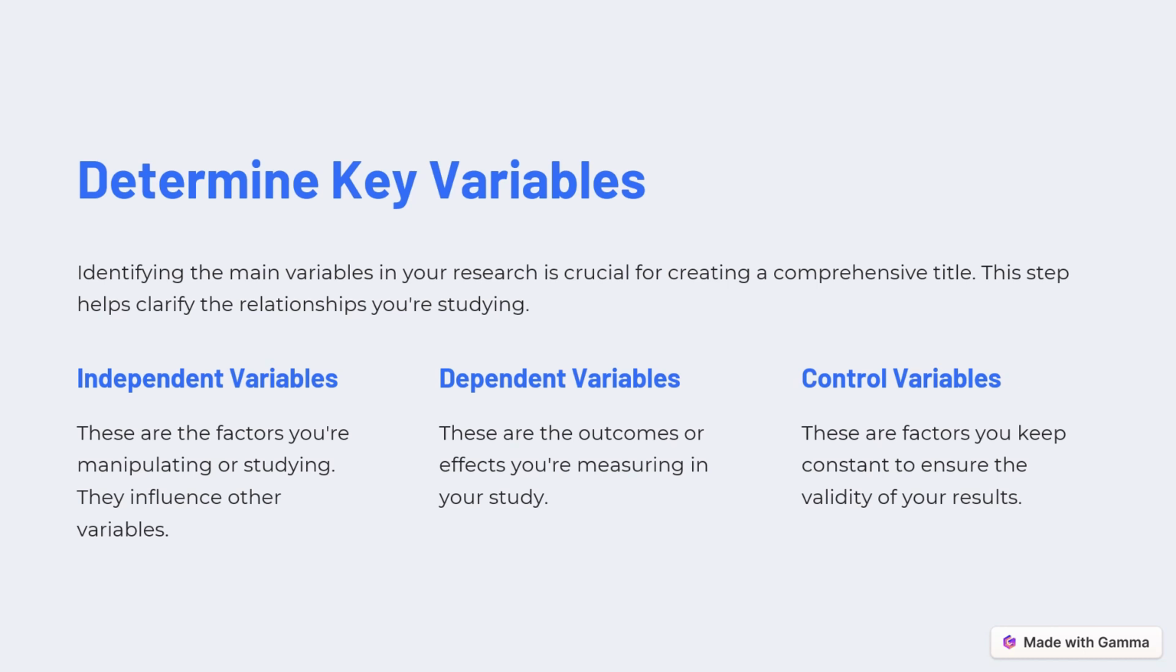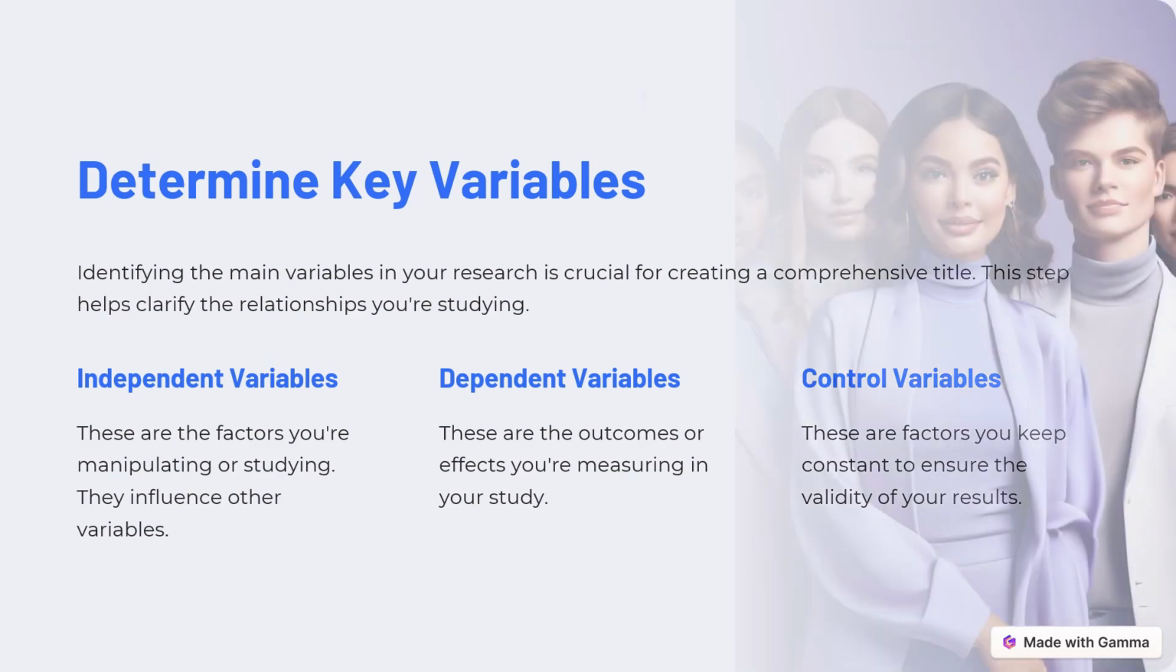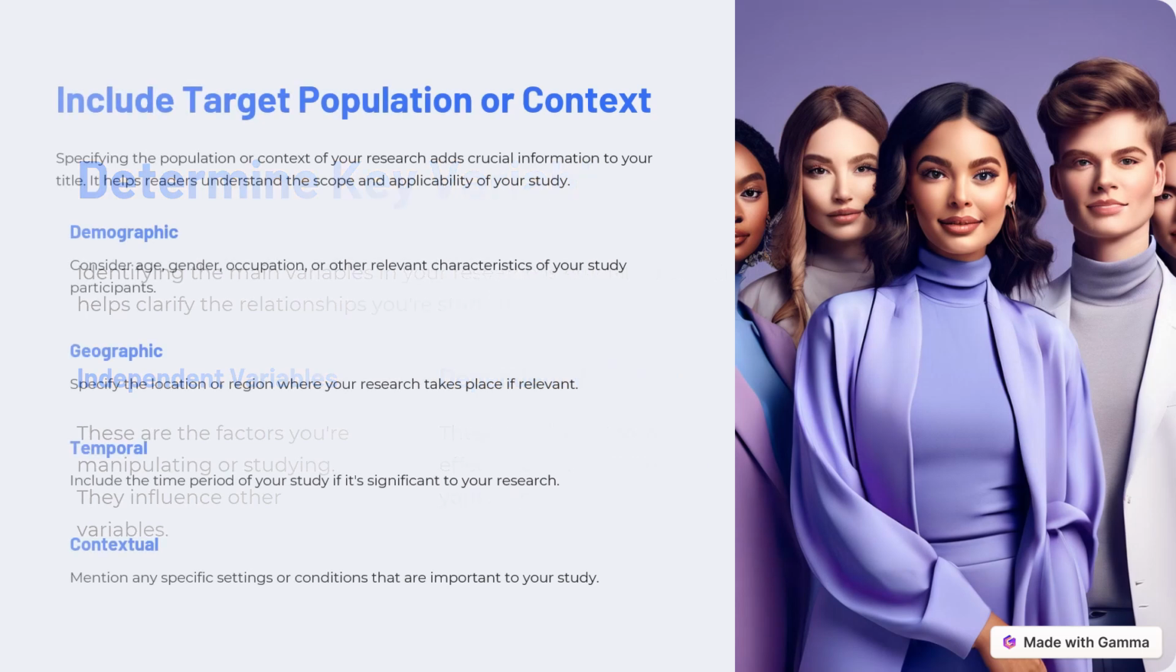Include target population or context. Specifying the population or context of your research adds crucial information to your title. It helps readers understand the scope and applicability of your study. Demographic. Consider age, gender, occupation, or other relevant characteristics of your study participants. Geographic. Specify the location or region where your research takes place if relevant. Temporal. Include the time period of your study if it's significant to your research. Contextual. Mention any specific settings or conditions that are important to your study.